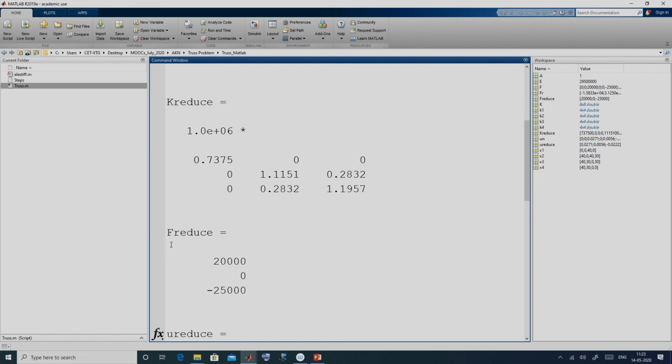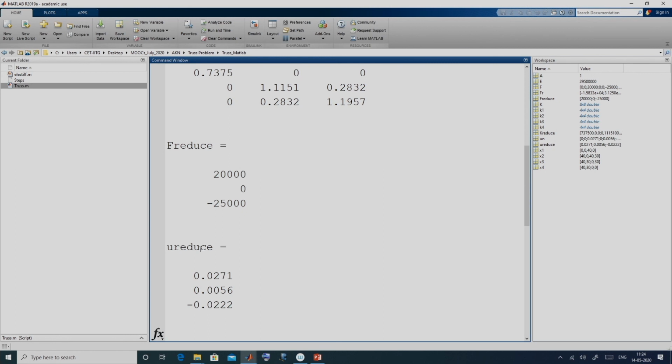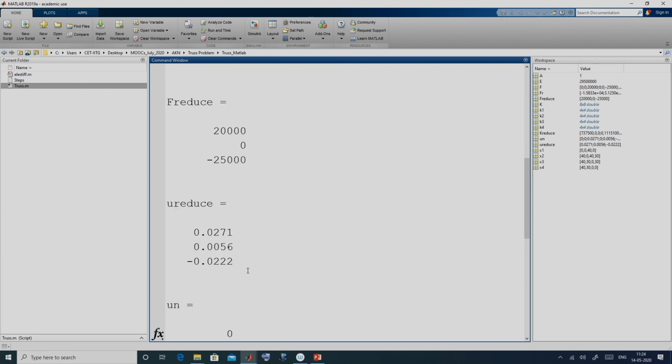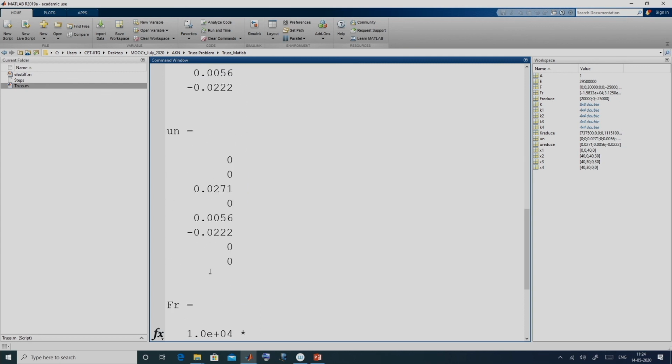These are the reduced stiffness matrix and reduced load vector, and after doing K inverse F, we get this U reduced. These are U3, U5 and U6. These are the unknown displacements. After that, we combine the known and unknown displacements. This is our complete displacement vector.